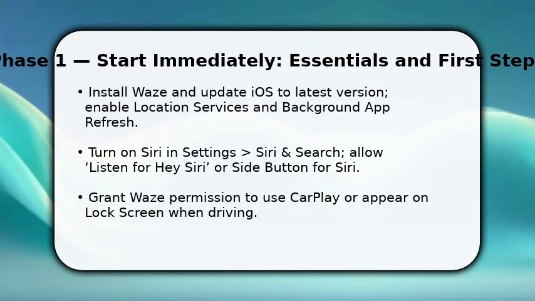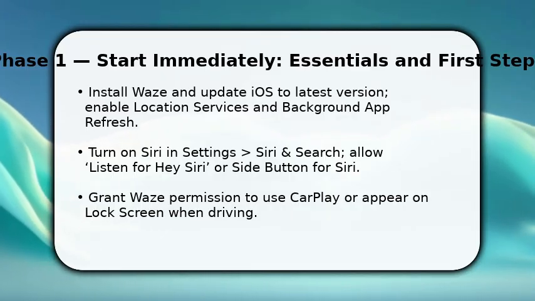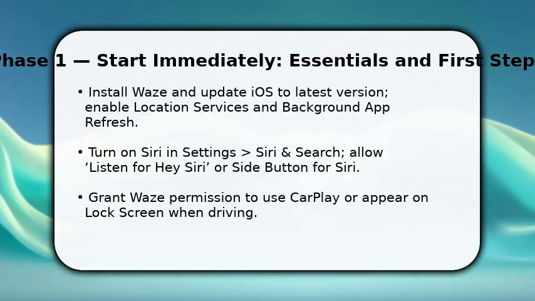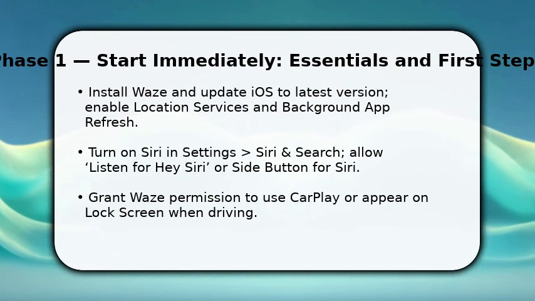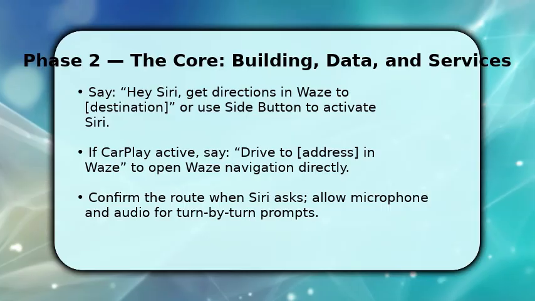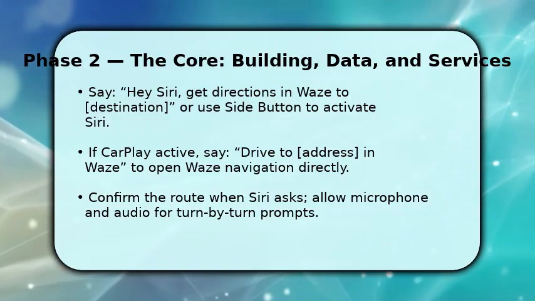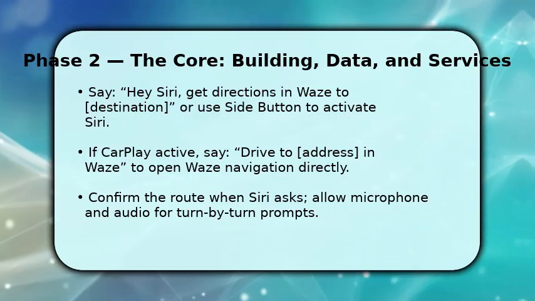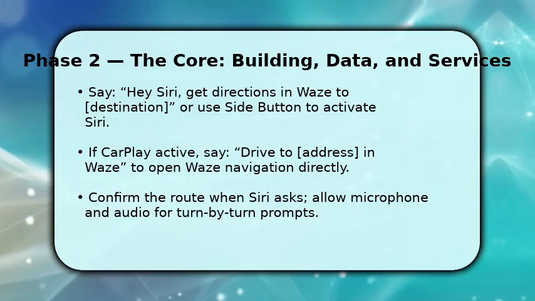Now invoke Siri with Hey Siri or the side button. You're ready to hand off navigation to Waze the moment you speak a route or destination. You trigger Siri and speak the destination using the phrasing that routes to Waze. For example, say, Hey Siri, get directions in Waze to 123 Main Street.